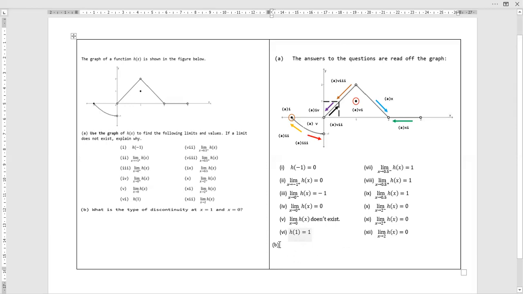Right, they're asking us here, what is the type of discontinuity at x is equal to 0 and x is equal to 1? So at x is equal to 0, which is right here, we can see that these two graphs are actually separated here. And this is a jump discontinuity here. And at x is equal to 1, we have got a removable discontinuity.